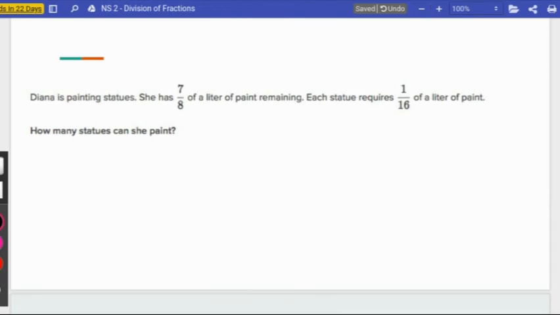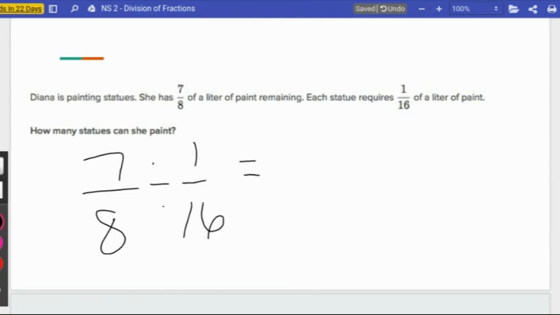Okay, let's see how many statues Diana can paint. She has 7/8 of a liter of paint. That's all she has, so that's how much she has to start with. Each statue requires 1/16. So I'm going to divide it into groups of 1/16 to see how many statues she can paint. So I'm going to use the standard algorithm by rewriting that as a multiplication problem.